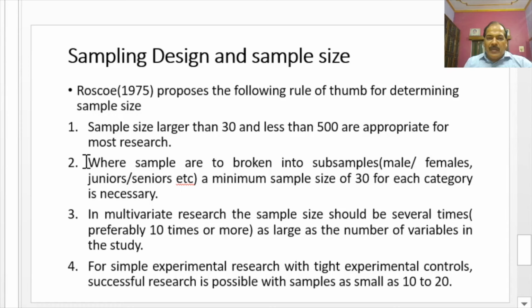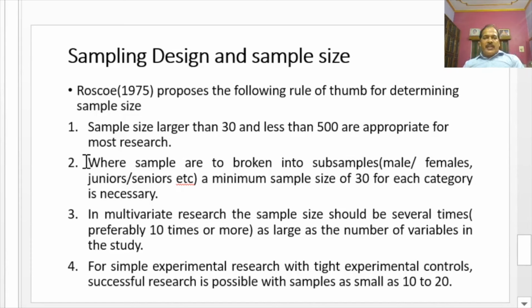In the case of multivariate research, the sample size should be several times as large as the number of variables in the study. It should be 10 times or more as large as the number of variables in the study. It means that any multivariate research should have a higher level of sample.